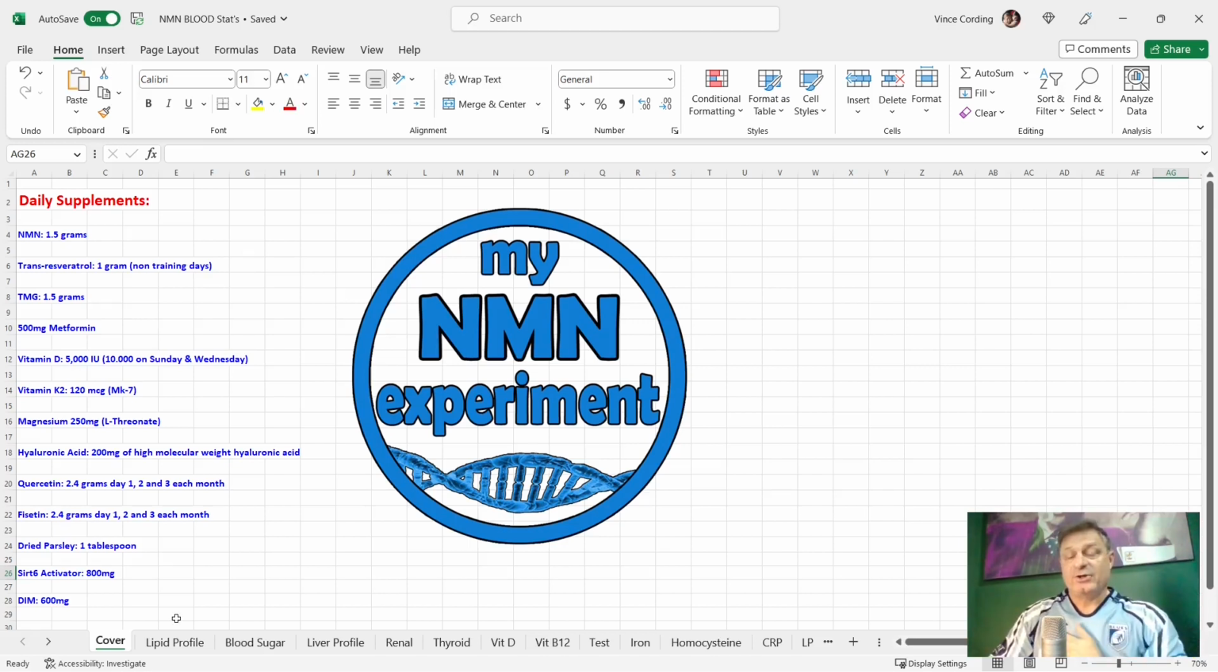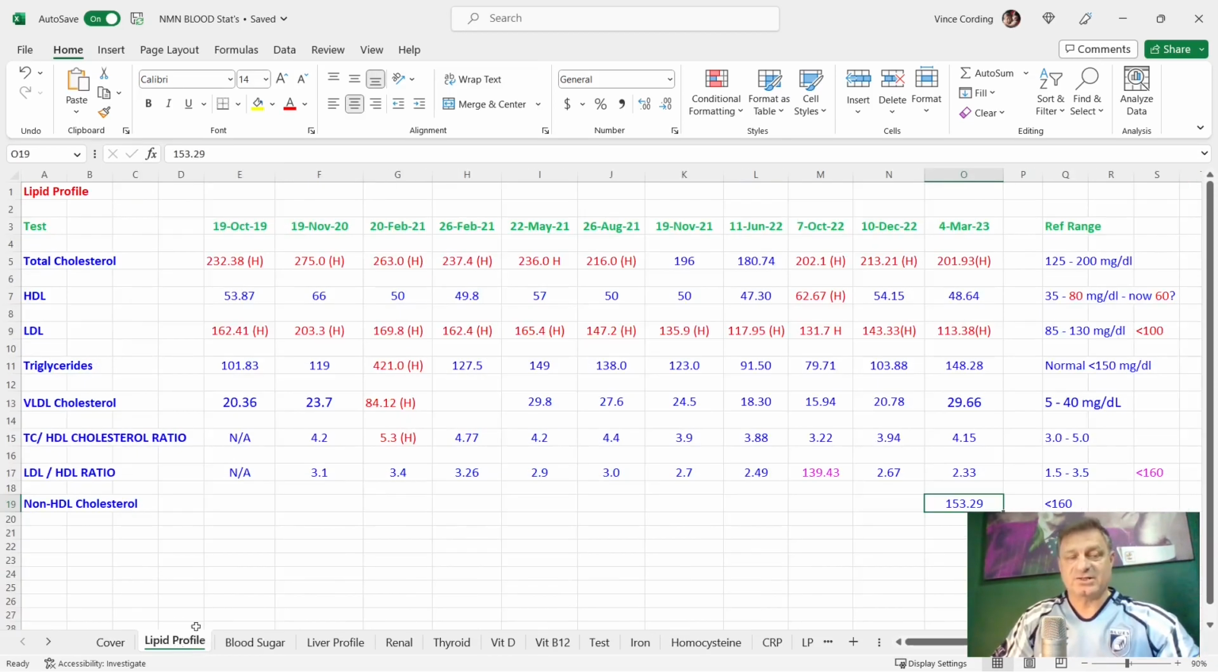So as before, I'm only going to cover the markers that are outside the reference range or have moved quite a lot within the reference range. First of all, let's look at my lipid profile. Total cholesterol, still high, 201.93. They're saying that the maximum is less than 200, so I'm only just above with regard to total cholesterol. HDL, 48.64. So that's well within range.